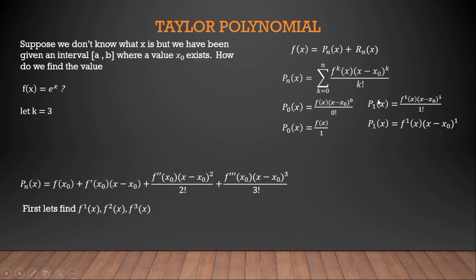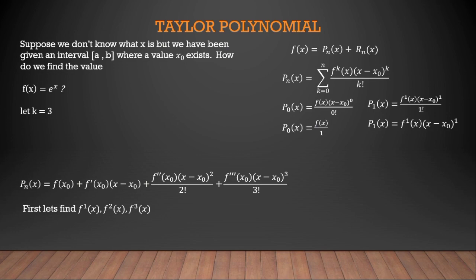And then the same goes with the first derivative here. We say p1 of x is going to be f1 of x naught multiplied by x minus x naught to the power 1, divided by 1 factorial. And anything divided by 1 is just the fraction itself. So that's how we actually derive all these values, right? Okay, so you can do the same for the second derivative and third derivative. So when you let k equal 3, you're basically saying find the third Taylor polynomial or whatnot.